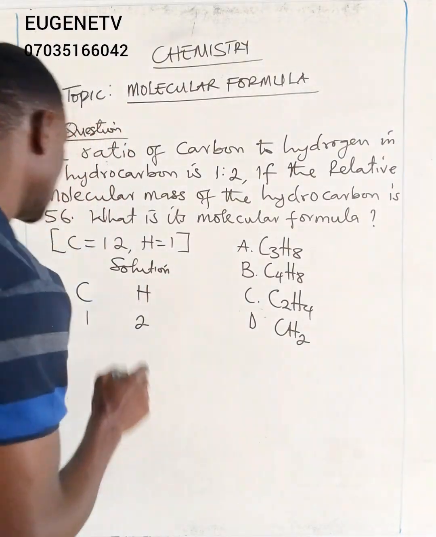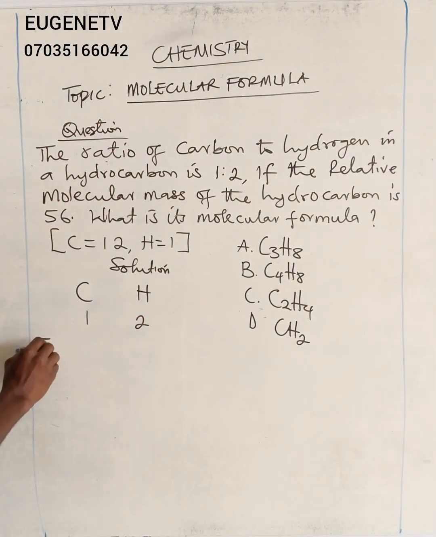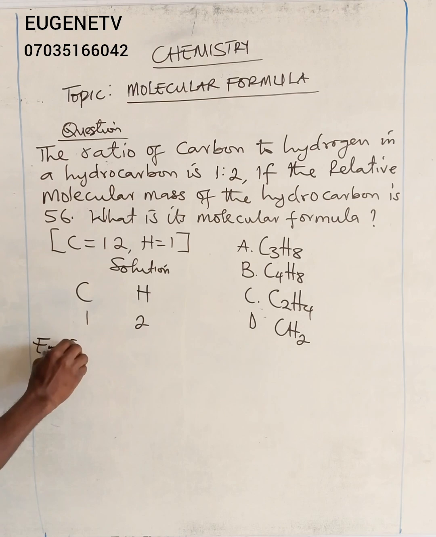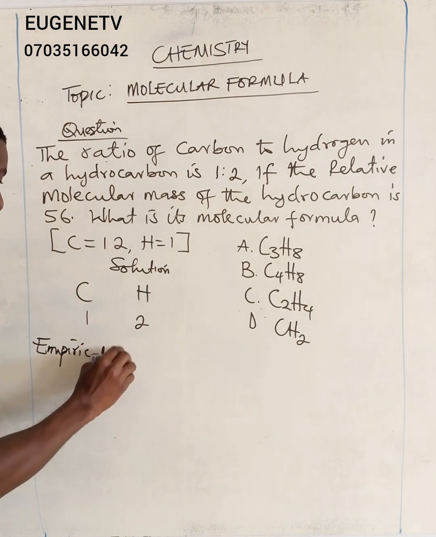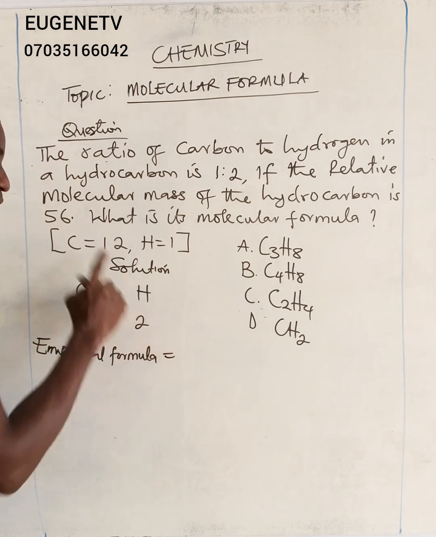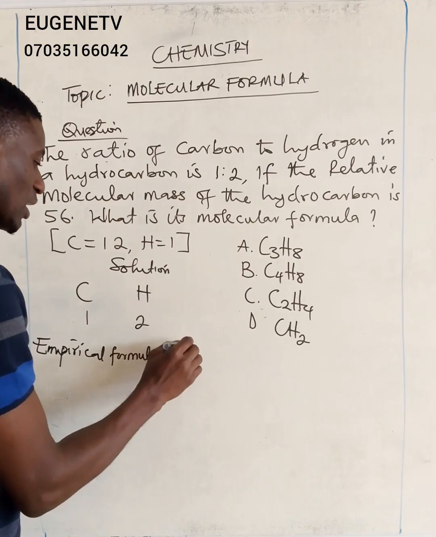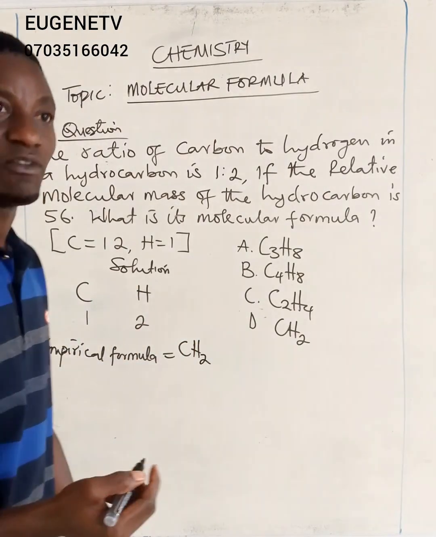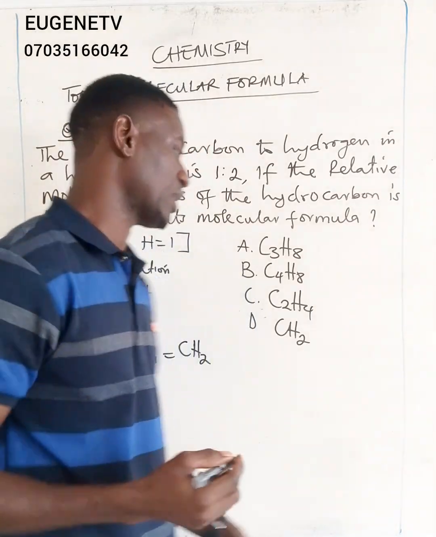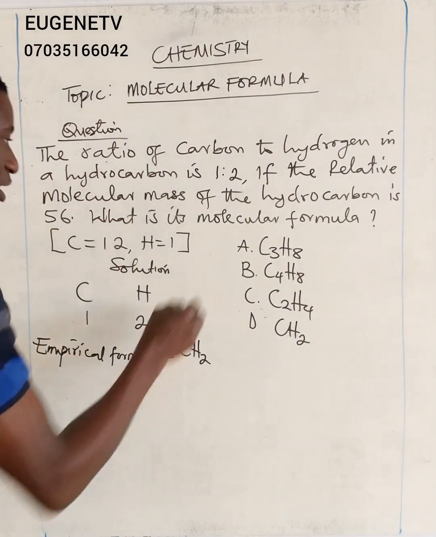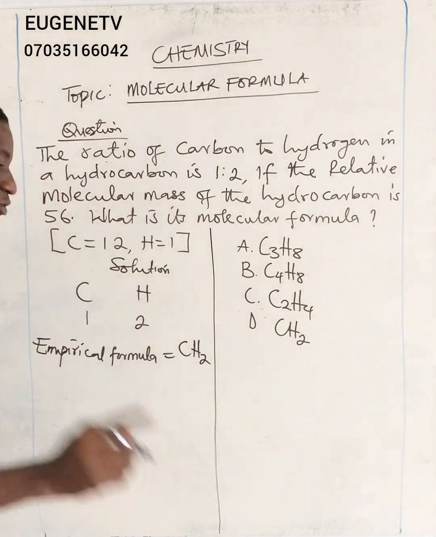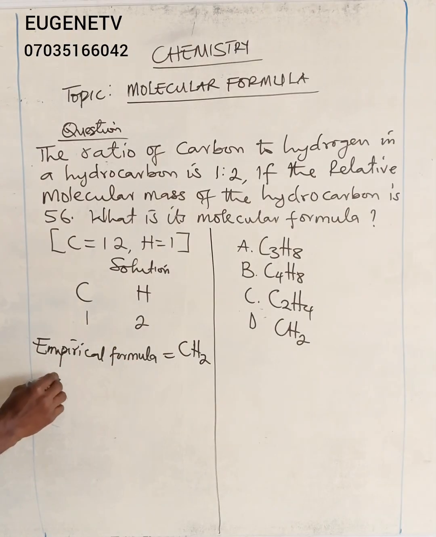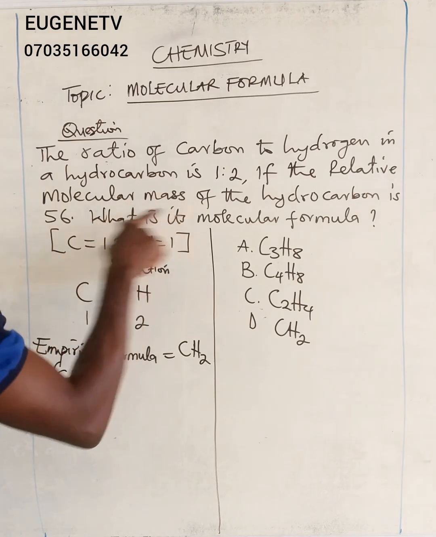Now, this is very simple. It implies that the empirical formula of this hydrocarbon is equal to 1 carbon, 2 hydrogen, meaning that it is CH2. This is the empirical formula. Now, how do we determine the molecular formula? If you want to determine the molecular formula, we say empirical formula, which is CH2, into base n is equal to the relative molecular mass.